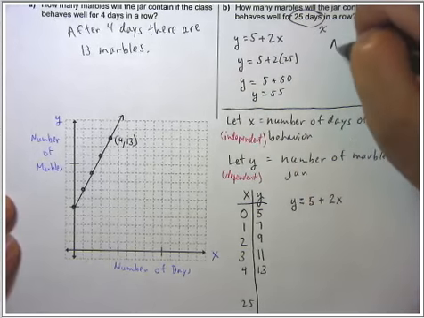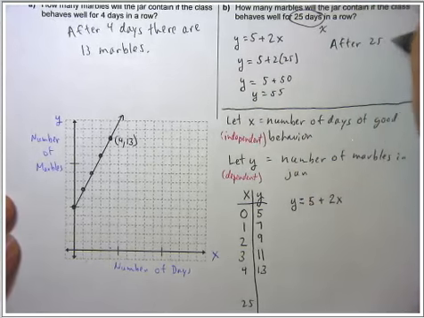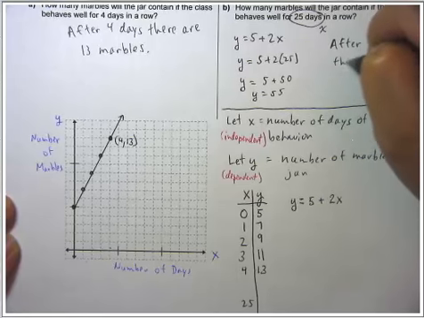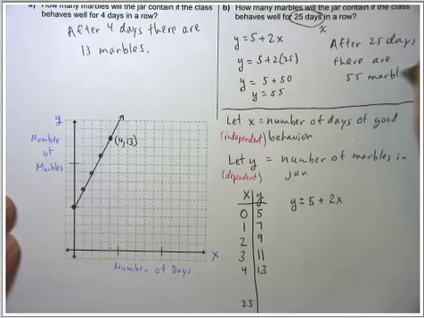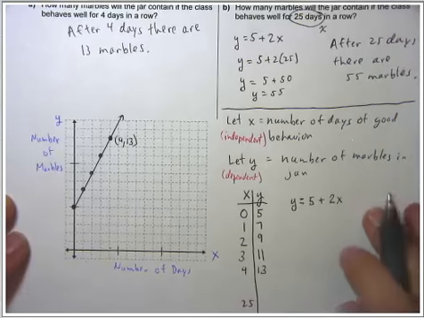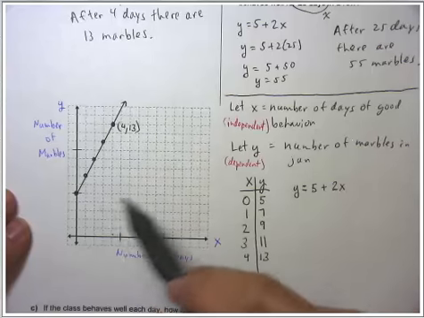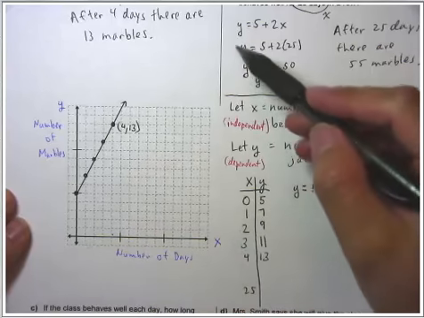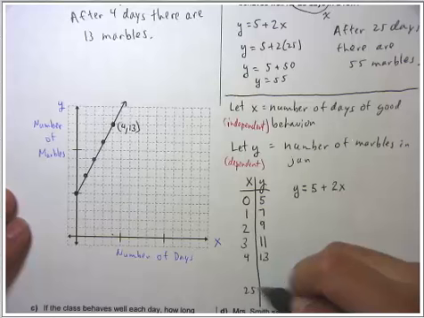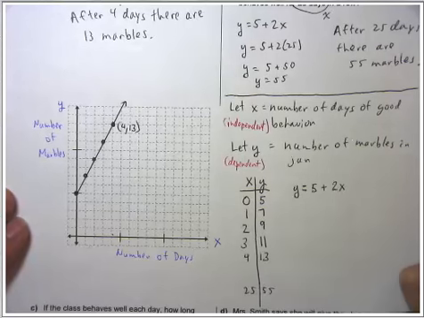So after 25 days, there are 55 marbles. Okay? So if we were to show that in the graph, on the 25th day, we would be up to 55 marbles. On the 25th day, there would be 55 marbles.